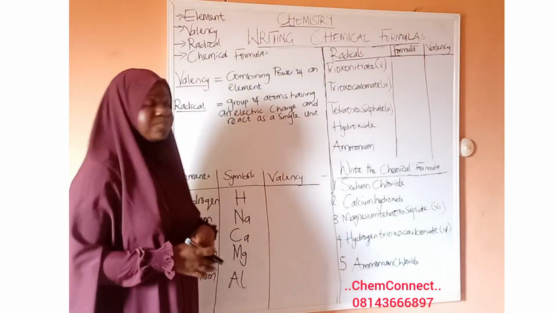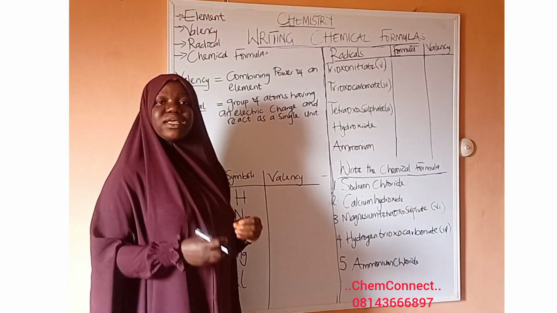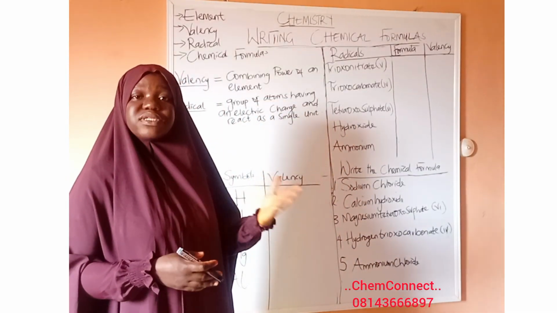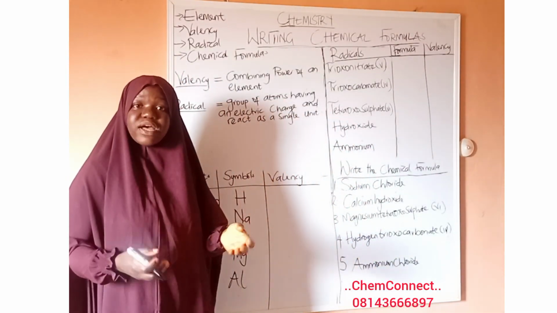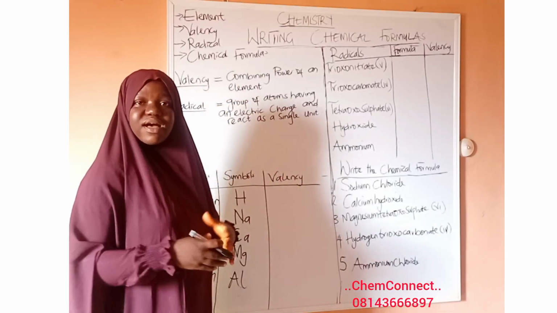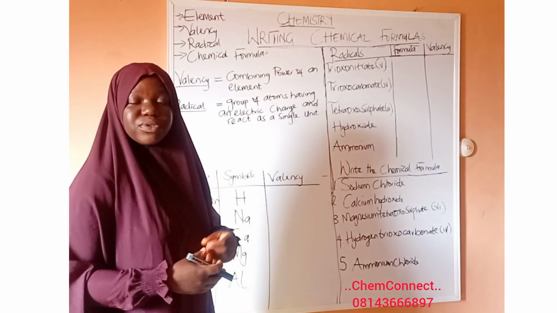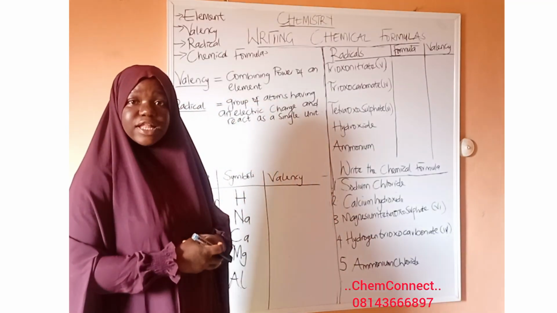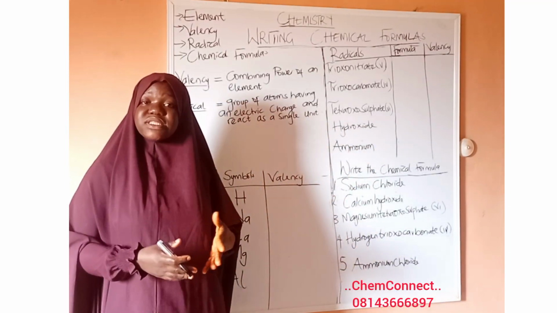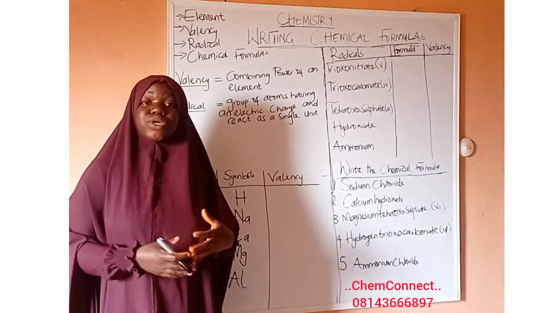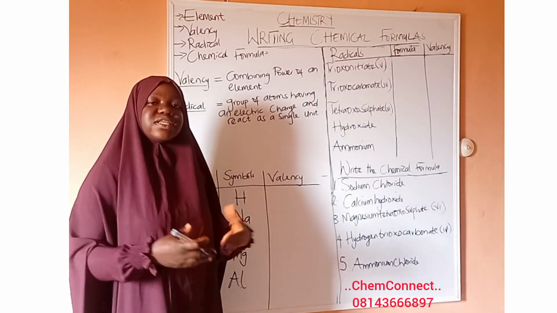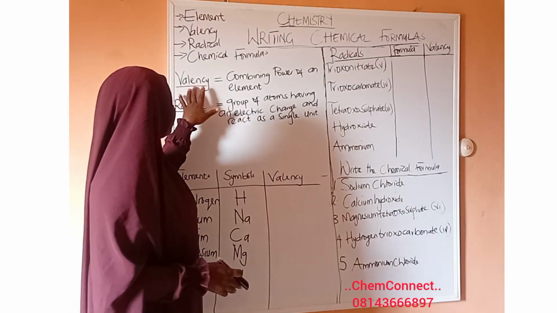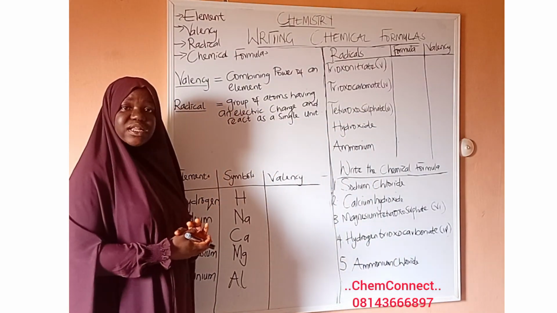What is valency? Valency is the combining power of an element. Valency usually has positive and negative values. For an element that has positive valency, we say that type of element donates part of its electron, while elements that have negative valency are usually non-metals. Those ones accept electrons. We say valency is the combining power of an element.